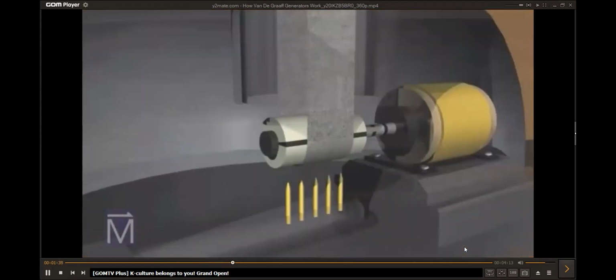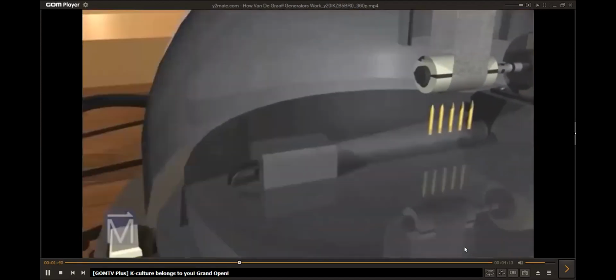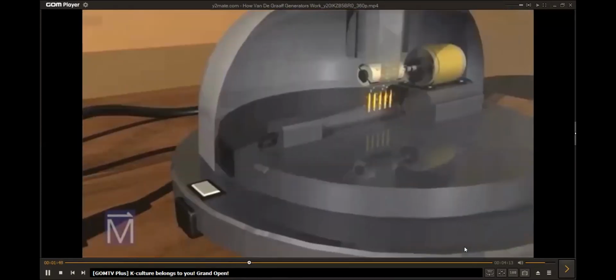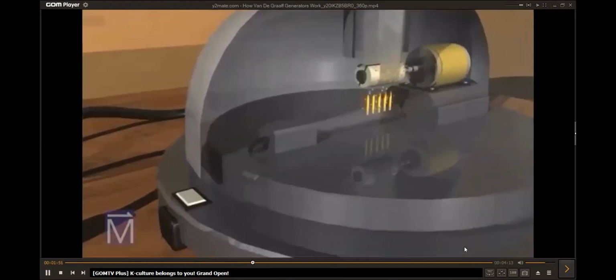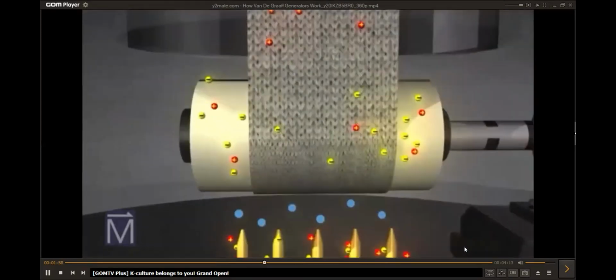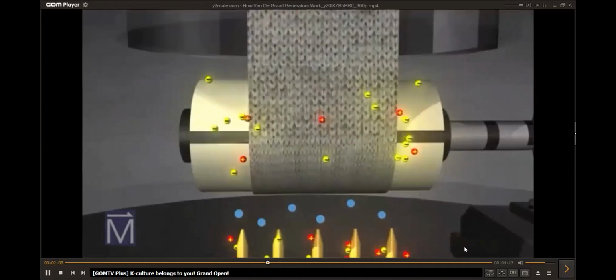When the lower roller starts moving, it rubs against the belt, setting it in motion while creating friction between these two parts. The friction causes electrons to jump from the cotton to the roller, which becomes negatively charged. The belt is left with a positive charge. This exchange of charges is called the triboelectric effect.